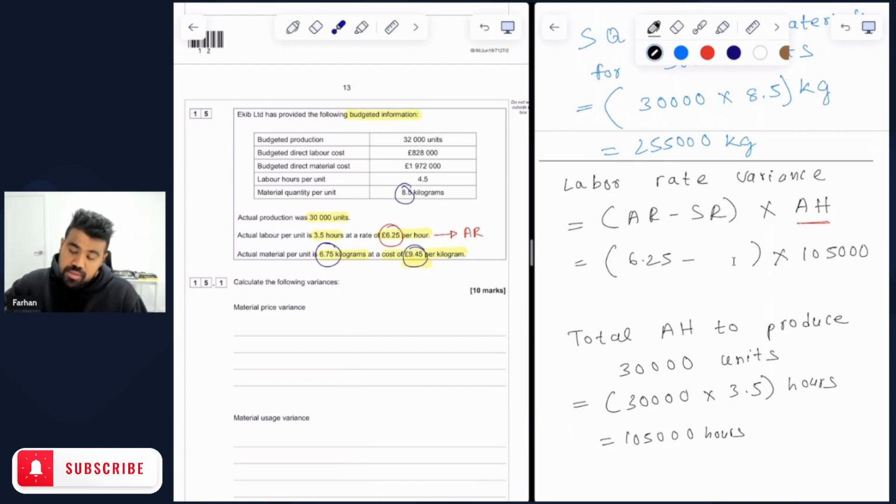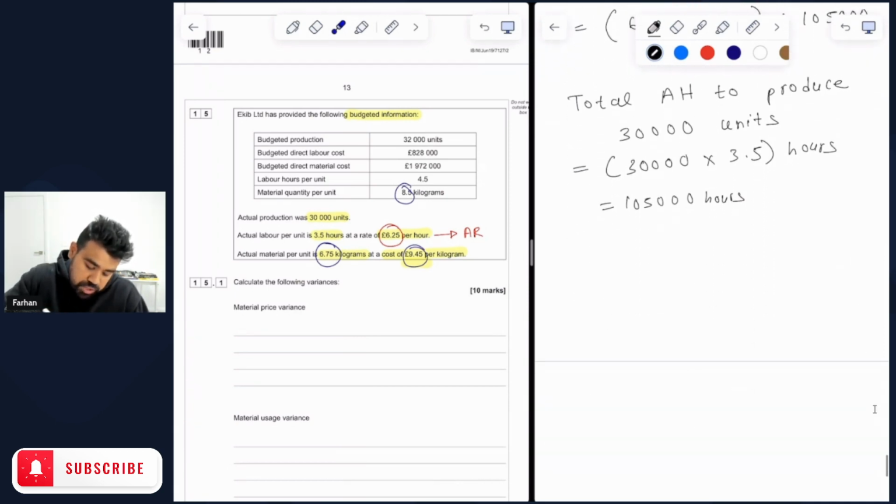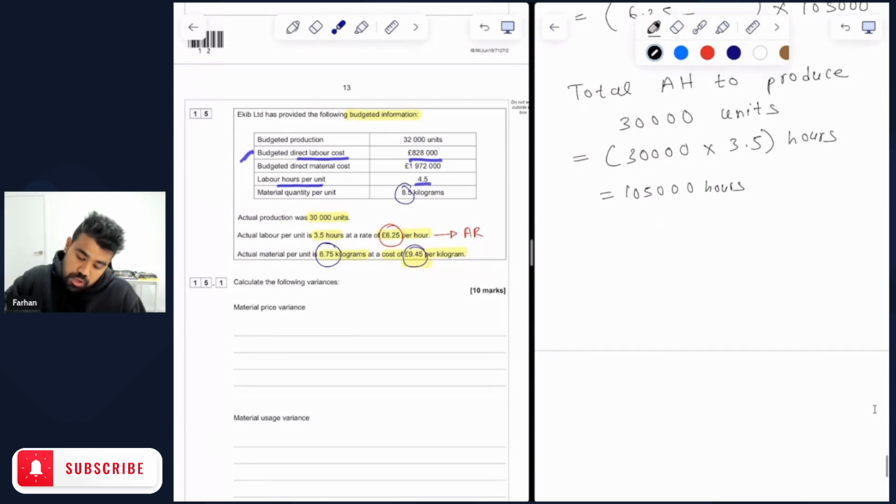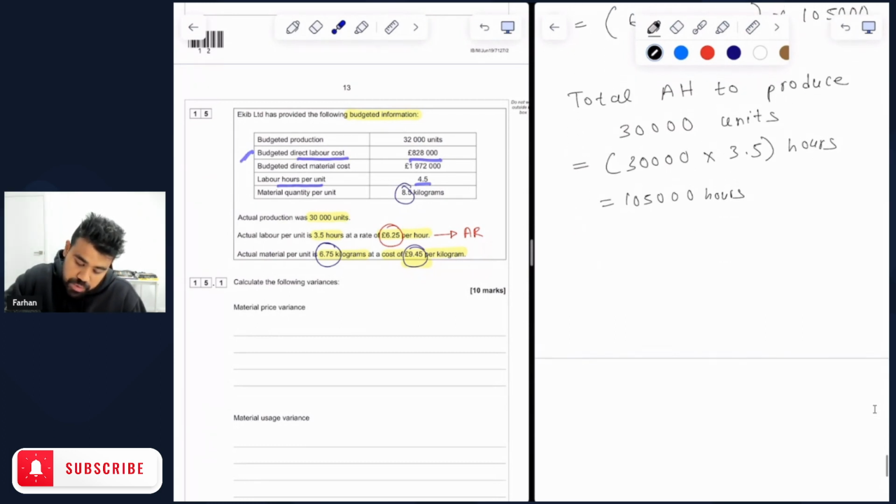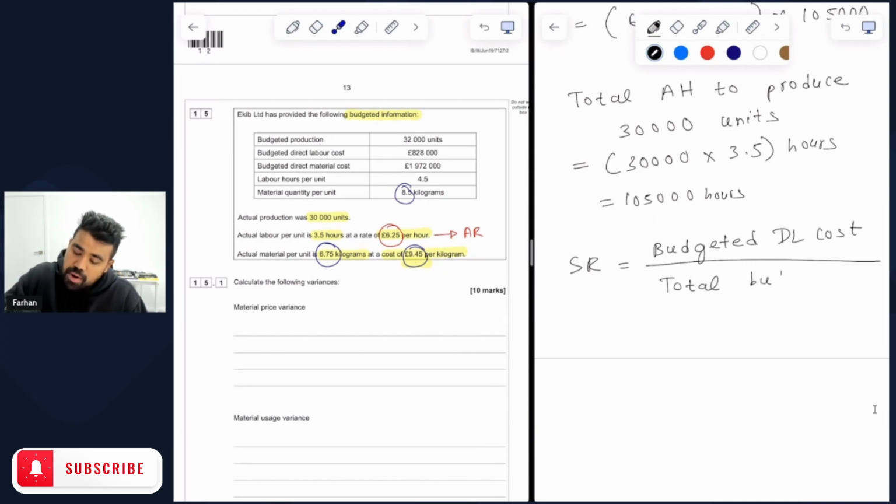Okay, what about the standard rate now? So the standard rate here can be calculated by using the budgeted direct labor cost, because we're talking about labor. So obviously we have to look into the labor numbers here. We have the budgeted direct labor cost of £828,000, and we know the labor hours per unit is 4.5 hours. So using this too, how can we find the standard rate? So standard rate would have been, so how do we calculate this? So budgeted direct labor cost divided by total budgeted direct labor hours, isn't it?